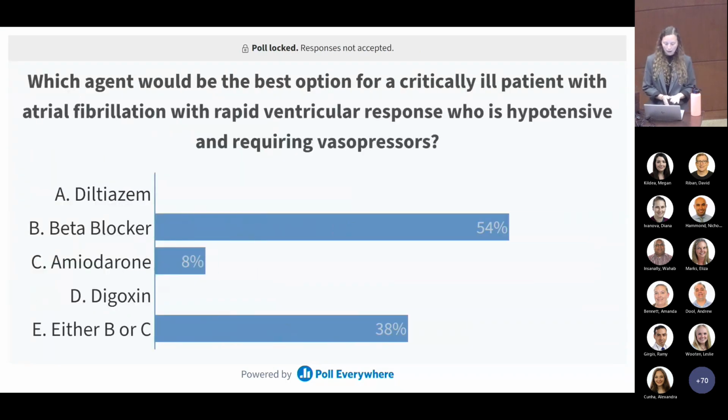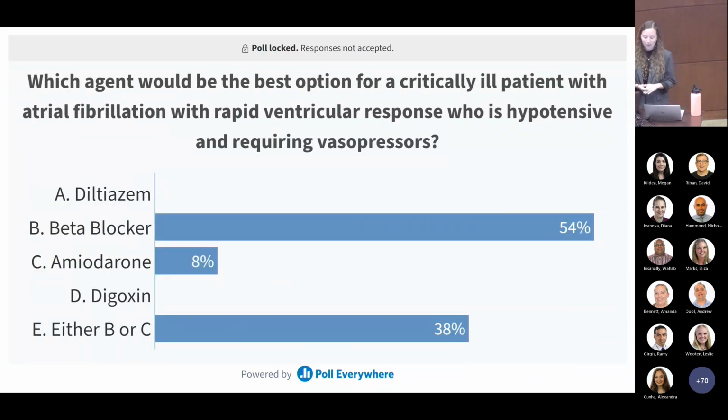So it looks like we kind of have mixed answers here. It's kind of a tricky question because the answer is E, either beta blockers or amiodarone. We should consider avoiding diltiazem in patients who are hypotensive when there's other options that can be used. Beta blockers and amiodarone have been shown to be effective in the presence of hypotension and vasopressor use.